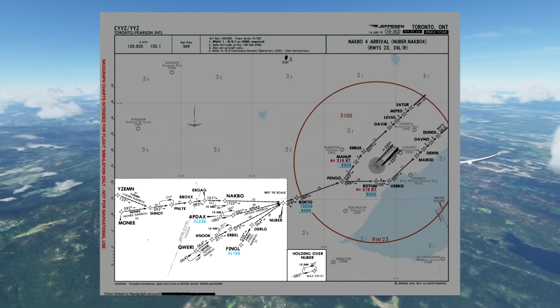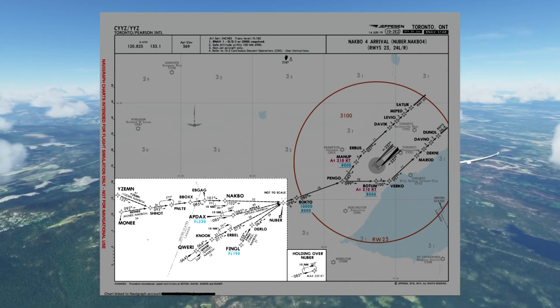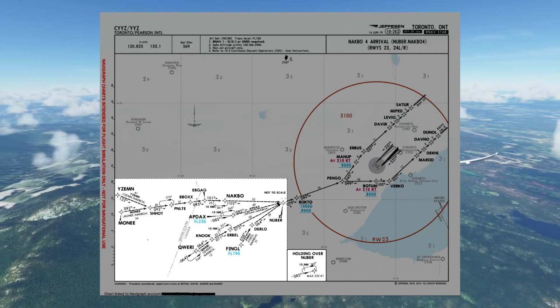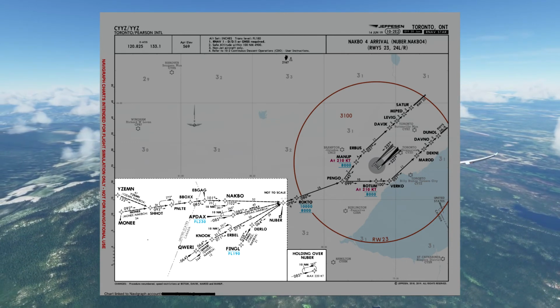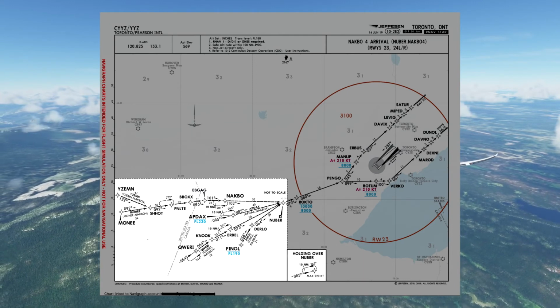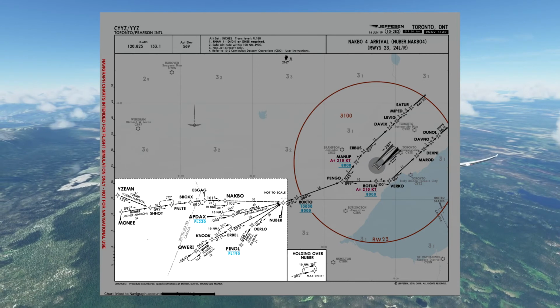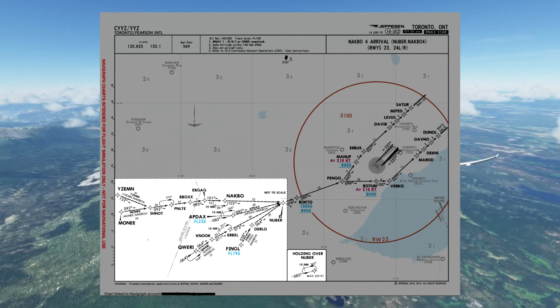If the line was below, you have to be above. So if it said FL190 at Fingal, but the line was underneath, that would mean you have to be above 19,000. You cannot be below. And you would follow this course all the way down.